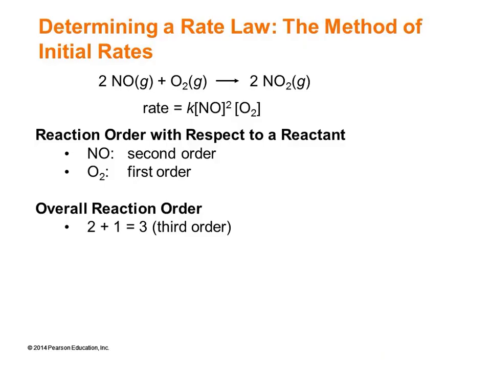If we looked at another example here, we have the reaction of nitrogen monoxide and oxygen to yield nitrogen dioxide. The rate law, experimentally determined, was found to be a rate constant times the concentration of nitrogen monoxide squared times oxygen. Just coincidence that those are equal. We would say that the reaction is second order in nitrogen monoxide and first order in oxygen, or third order overall.